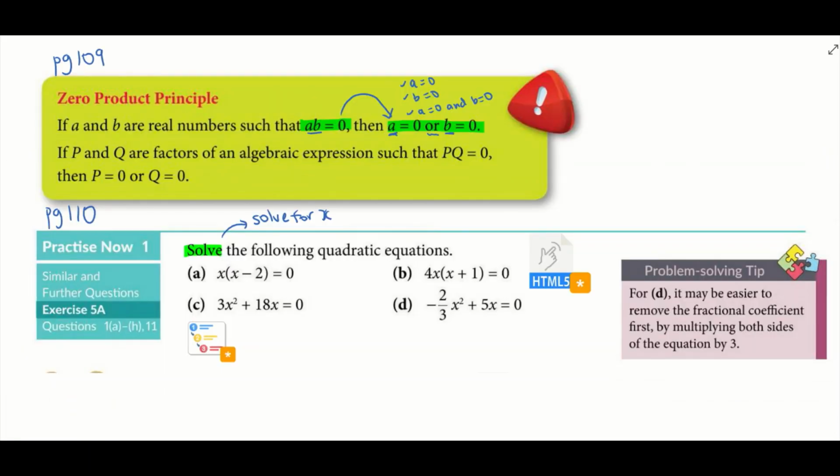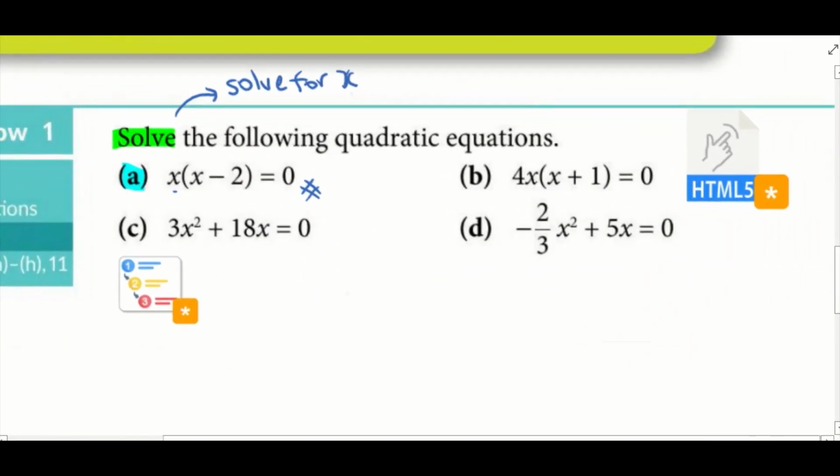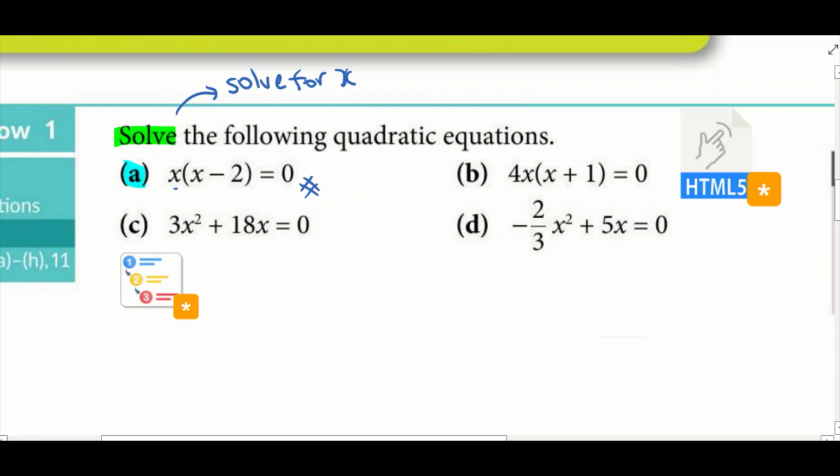Now let's come to some questions. I'll look at part A first. x times (x minus 2) equals to 0. Let's start with this first. Can you see two brackets? Can you know what is multiplying with what? Yes, can you see that it's x multiplied by (x minus 2) first? So this is like your A times B equals to 0. So by the zero product rule, what can you tell me?